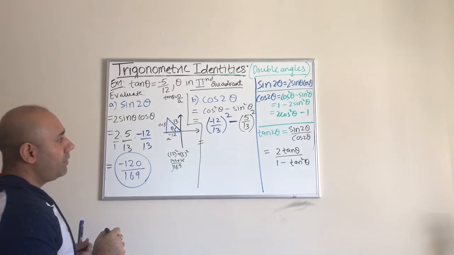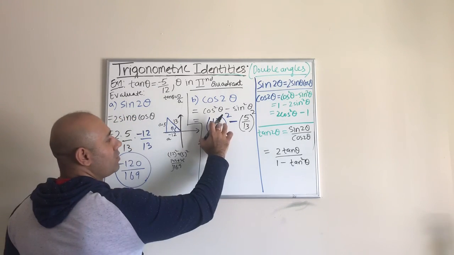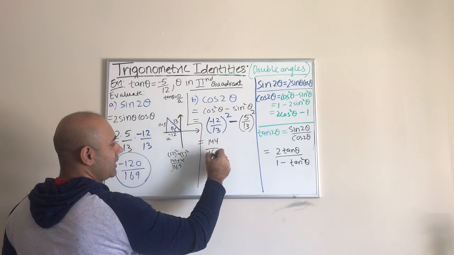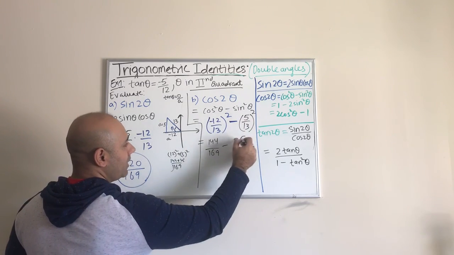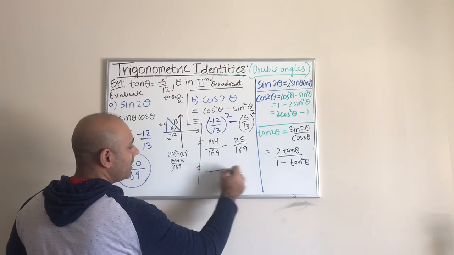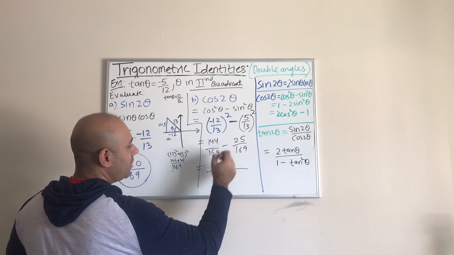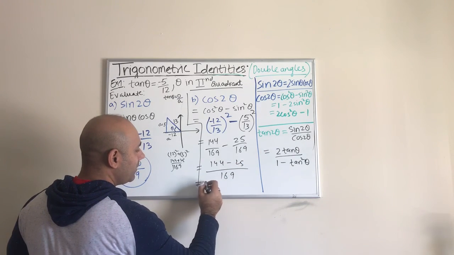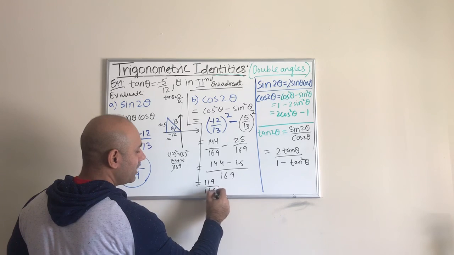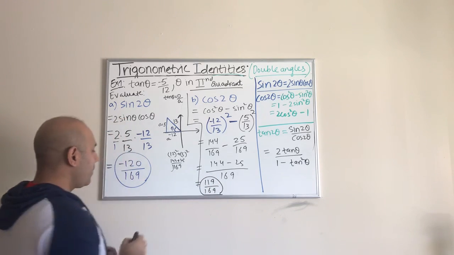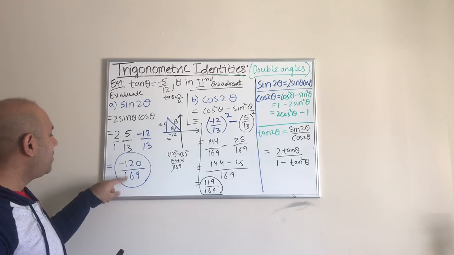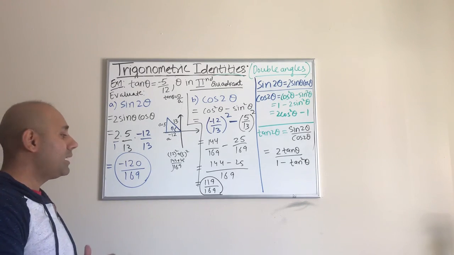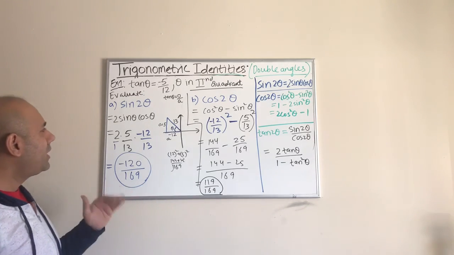It's all now about simplifying. Simplify step by step. Negative 12 squared is 144. 13 squared is 169. Minus 5 squared is 25. 13 squared is 169. I have the same denominator, so I can combine the numerators. 144 minus 25 is going to give me 119 over 169. So sine 2 theta is negative 120 over 169, it's negative. Cosine is 119 over 169, positive. This is sine and cosine of 2 theta, guys.